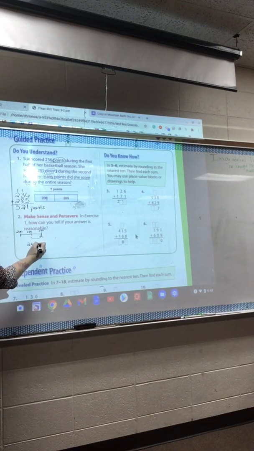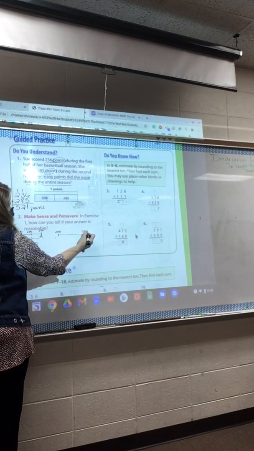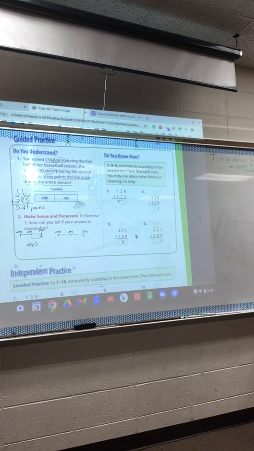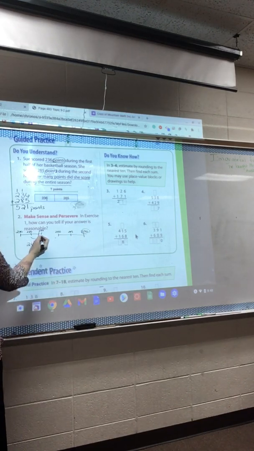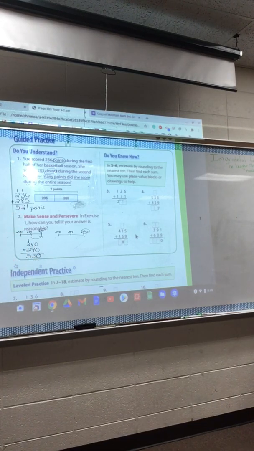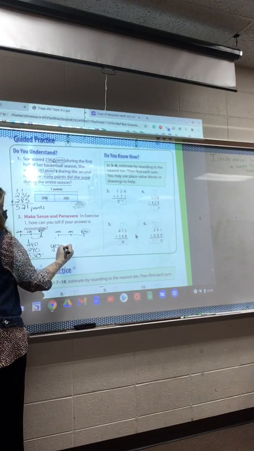So 240, and then I have 285. So 280, I'm looking at my 10s, and I'm going to add 10 more, so 290. That number's right on our midway point. So remember, from midway point up, or 5 or more, we're going to round up. So this is going to be 290. So we'll add those together. 0 plus 0 is 0. 9 plus 4, 9, 10, 11, 12, 13. So you're 1, 1, 2, 3, 4, 5. So 530 points. So is 521 reasonable? That's pretty close. So I would say yes, it's reasonable.